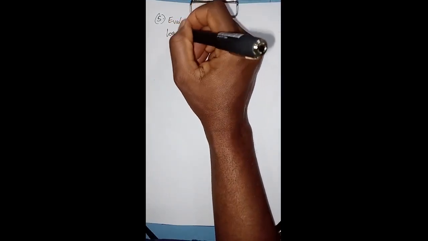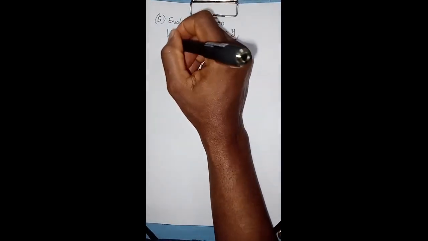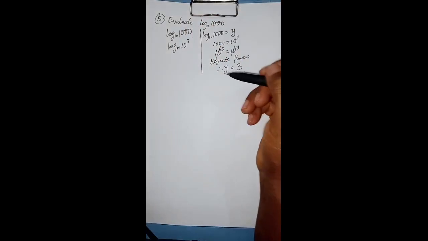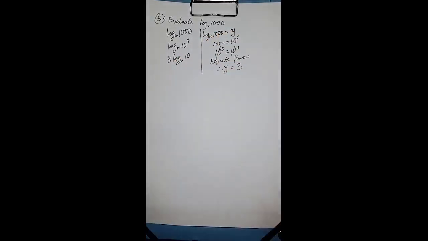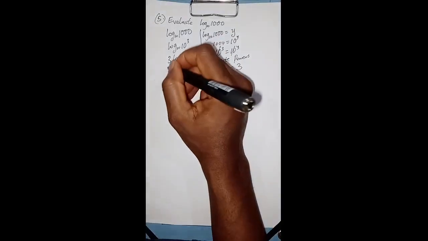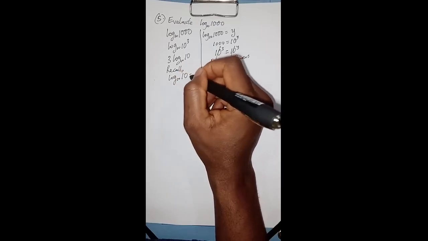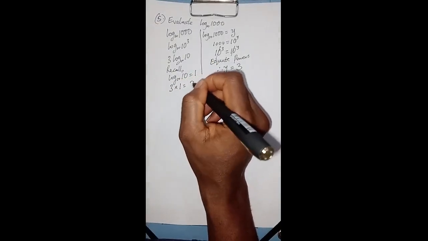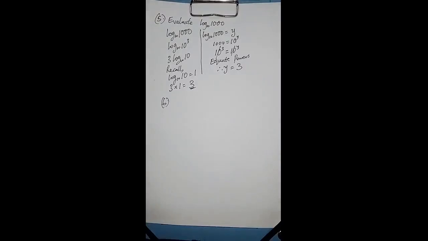This is log 1000 to base 10, which is the same thing as log 10 raised to power 3. And 3 comes to the side and becomes 3 log 10 to base 10. Now recall, log 10 to base 10 is equal to 1. So therefore I have 3 times 1, which gives me 3, same answer. So like I said, it doesn't matter which method you use, use the one that is easier for you.